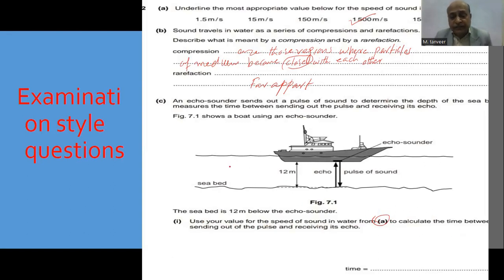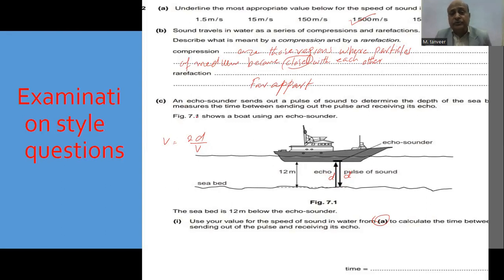To calculate the time between sending out the pulse and receiving its echo, you have to find the time. Same formula, V equal to 2D over T. You will use this formula. Why have we used 2D? Since the sound pulse goes towards the seabed, strikes it, and bounces back. So we have to use double distance. This is the first distance and this is the second distance. So V equal to 2D over T.